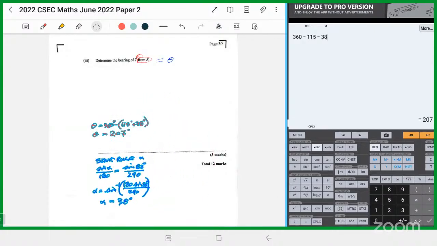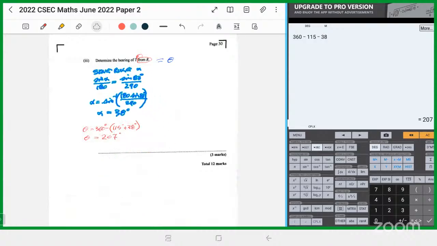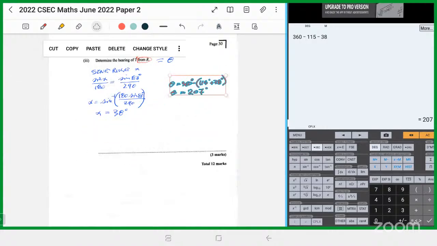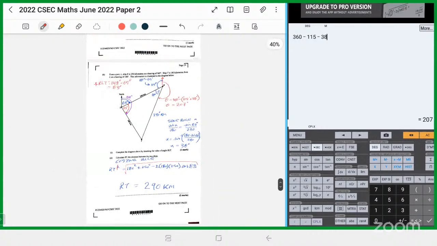So I want the sine for the alpha first. That comes first. And then you would have said that the bearing angle is theta. And that is it. So this is the answer right here, 207. Everybody okay with that one? Yes, sir. Alright. See, not bad, right? Not bad at all.